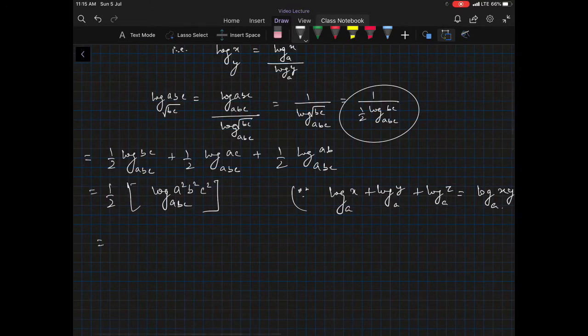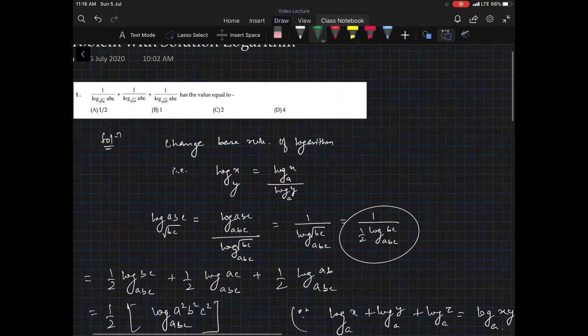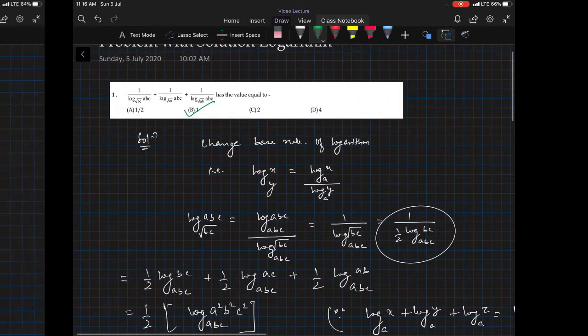Now abc whole square, so 2 by 2, and it becomes log abc by log base abc, and log abc base abc is nothing but 1. This is 2 by 2, that is 1. So 1 is the answer of the above question. This is the correct option.